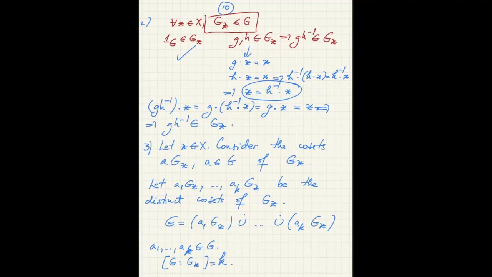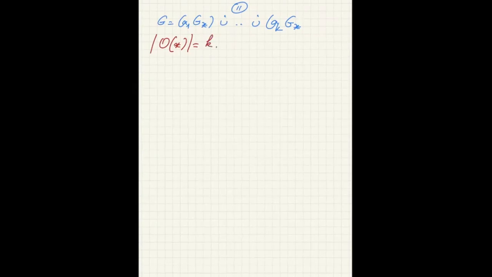Okay, and now what can we say? We have here G is A1 GX union all the way to AK GX. And what we would like to prove is that the cardinality of the orbit of X equals K. All right, so how do we do that? Well, what is the orbit of X? The orbit of X consists of all the elements Y such that Y equals G acting on X for some G.